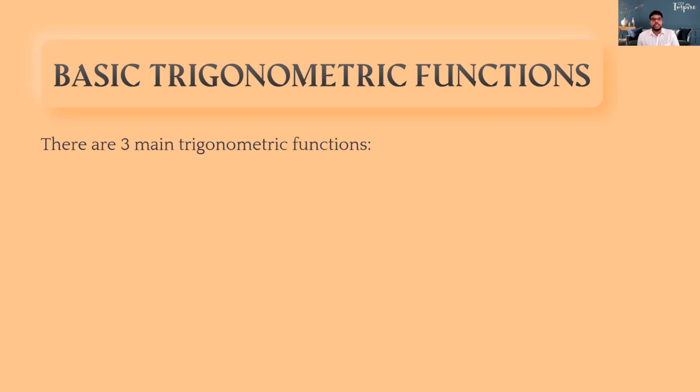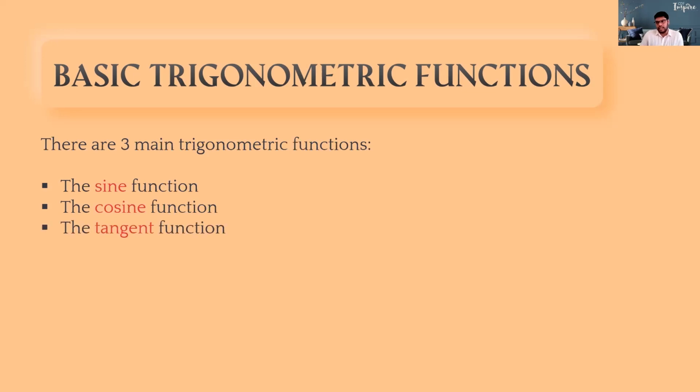So children, there are three main trigonometric functions. They are also called trigonometric ratios. Sometimes you will see the word trigonometric ratio, and in higher grades especially, you will see trigonometric functions. They are the same thing, so don't worry about that. The first one is the sine function or the sine ratio. The second one is the cosine function or the cos ratio. And the third one is the tangent function or the tangent ratio.